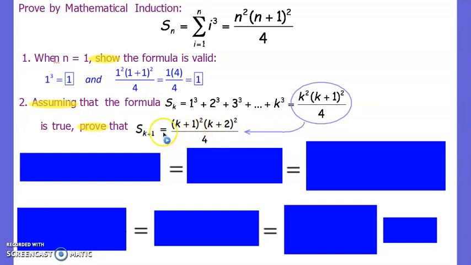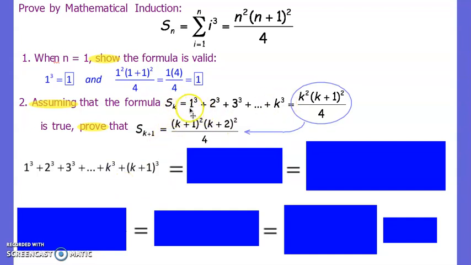Well, what we need to prove is, again, if this is supposed to be the k plus 1 summation, or the summation of 1 to k plus 1, is that a true statement? Well, the first thing we're going to do is rewrite our initial statement: 1 cubed, 2 cubed, 3 cubed, up to k cubed. We know those are true. So we need to know, does it work for the next step, k plus 1 cubed?